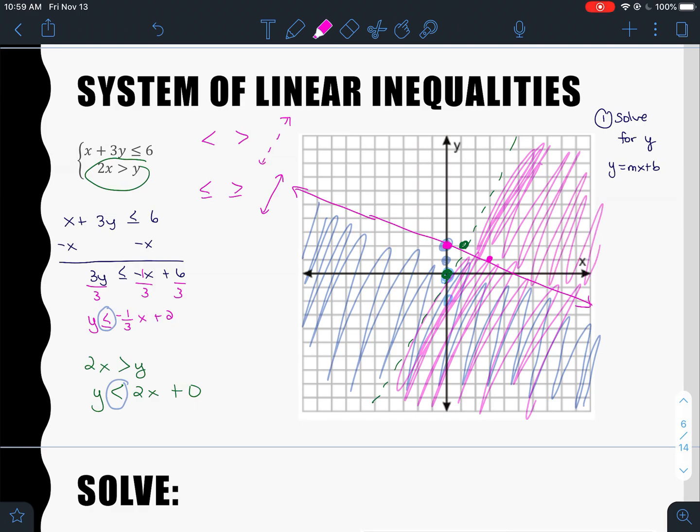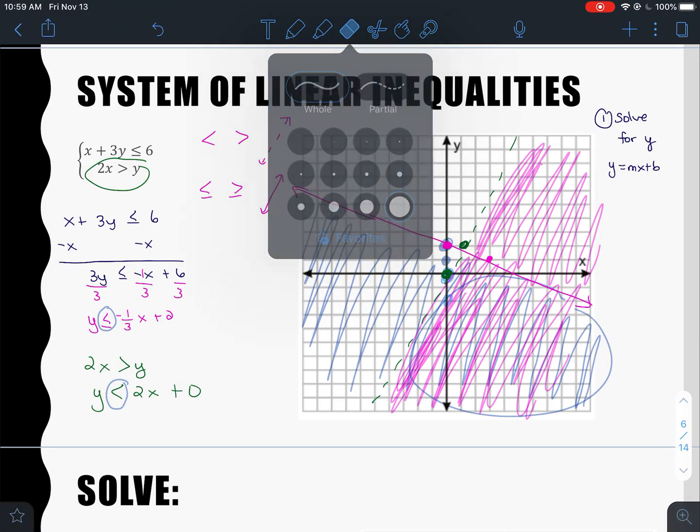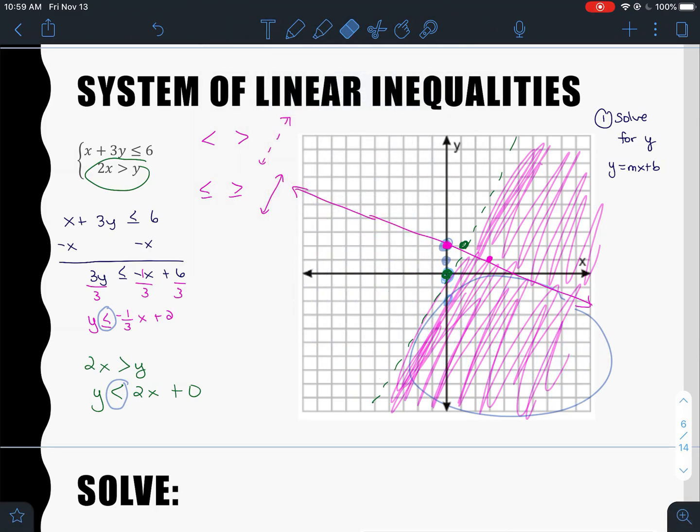And then my solution is going to be where all of the shading overlaps. So where does the pink and the blue overlap? Well, it overlaps down in this region right here. So if you're using your iPad at this point, you can erase all of the shading that doesn't work. So I'm going to erase that shading, and I'm going to erase that shading. So all of my shading exists down in that lower right-hand quadrant. So any point in that shaded region would be a solution to the system.